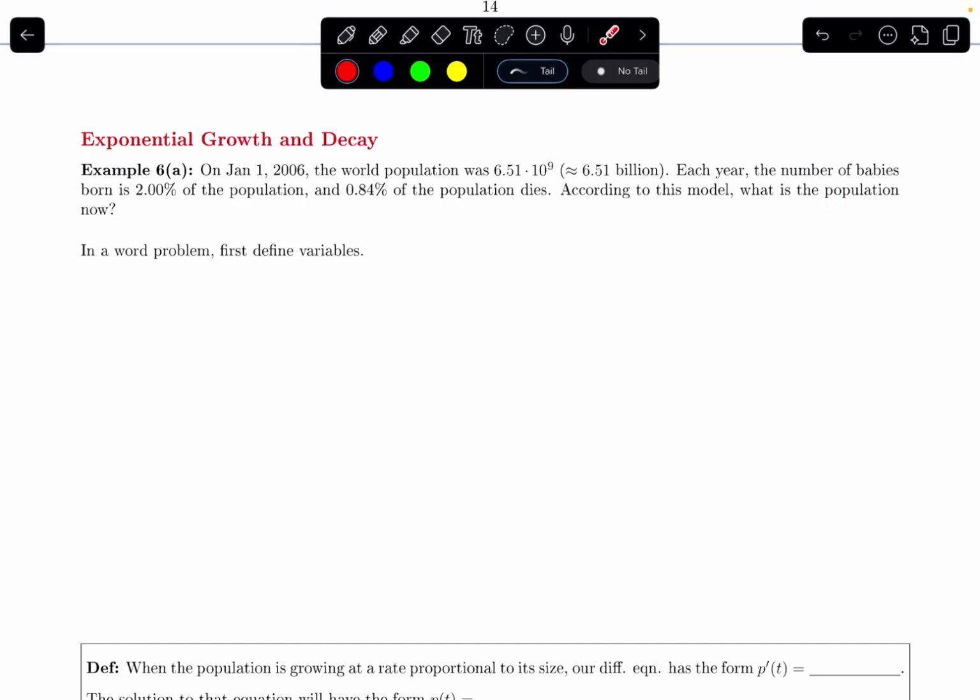So the first thing I want to remark is when we have a word problem like this, I want to begin by defining my variables, so I'll be able to convert this into an equation, something I can work with. So the problem talks about the population. So let's have a variable to denote that. I'm going to let that be P of t. So that's going to be the population t years after that starting point, which is after January 1st, 2006.